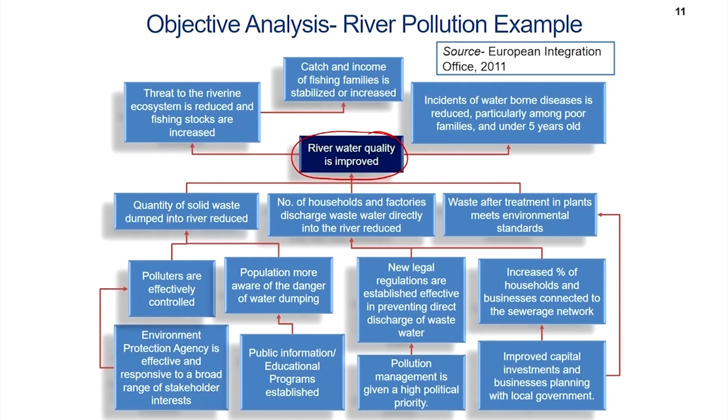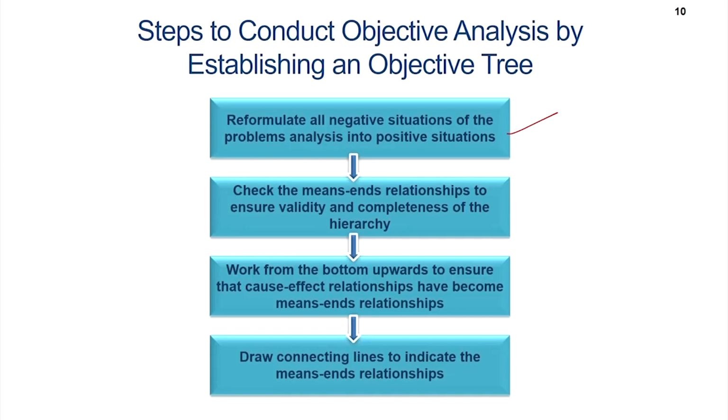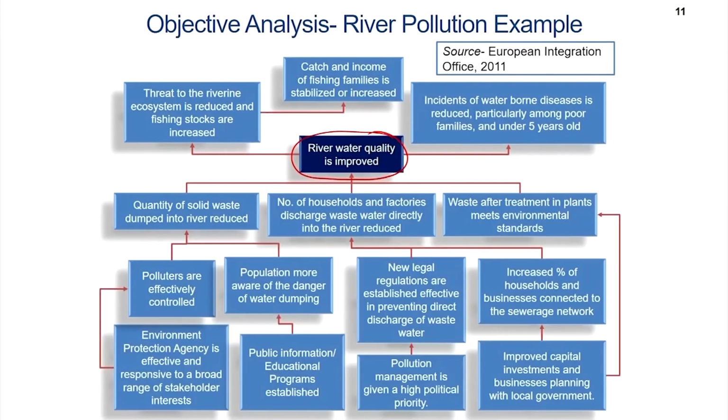With regard to the causes, quantity of solid waste dumped into the river reduced. This can happen because of these things. Number of households and factories discharging wastewater directly into the river reduced. Waste after treatment in plants meets environmental standards. This is possible because of the policy changes. Polluters are effectively controlled because the Environmental Protection Agency is effective and responsive to a broad range of stakeholder interests. The second bit is population more aware of the danger of water dumping. Public information educational programs are established. New legal regulations are established, effective in preventing direct discharge of wastewater. So, you see that we reformulate all the negative situations of the problem analysis into positive situations here.